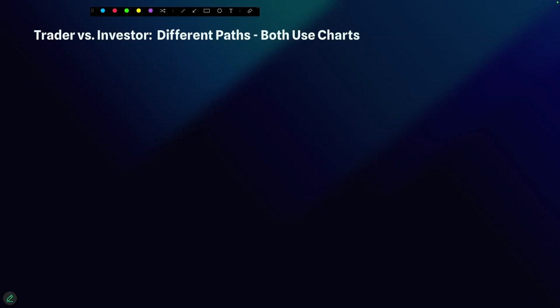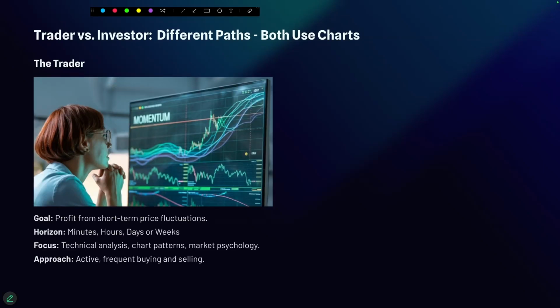So in today's session, before we get into actual chart patterns, I want to talk a little bit about a trader versus an investor. What is the difference between the two? How might they use chart patterns differently, and get a sense of that? And then after we get through this session, we'll start getting into some chart patterns.